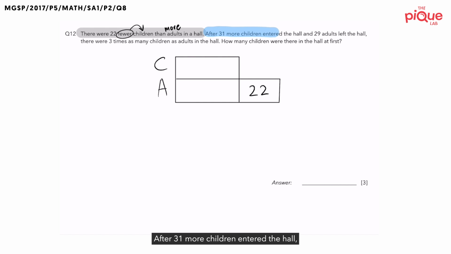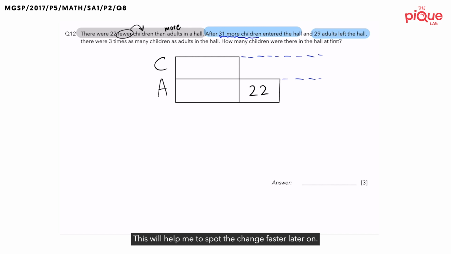After 31 more children entered the hall, and 29 adults left the hall. Let's briefly stop and reflect. How can we use this information and put it into our model? Let's start with adding 31 more children to the current model that we have. If I were to use solid line to represent this additional 31, I will have difficulty identifying this change later on. So instead, I chose to use dotted lines to represent this addition. This will help me to spot the change faster later on.